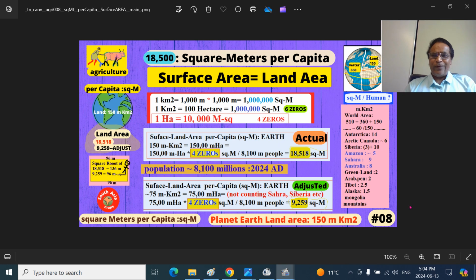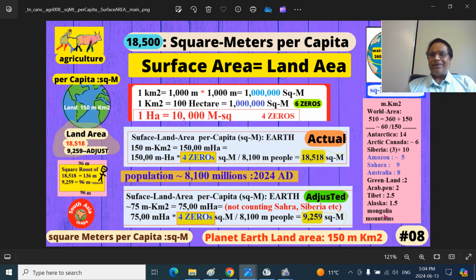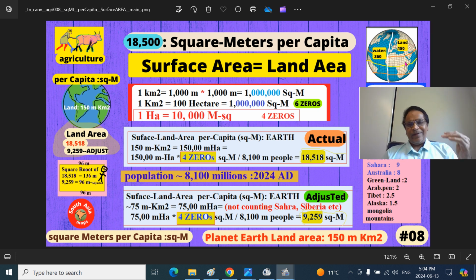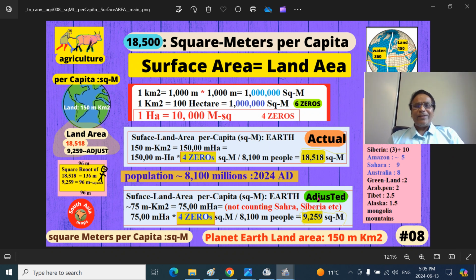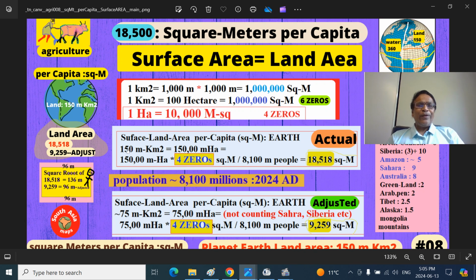The same like before, but so how they are: Antarctica 14, these are, remember, million square kilometers. Antarctica, Arctic, Canada, Siberia, Amazonia, Sahara Desert, much of Australia except the coastal areas, Greenland. If you add all of them, here I put 60, but even you can extend to 75. 150 is the land area, half of it is the more productive where most people live. So that means we are using an adjusted figure here. So instead of taking 150, that is the actual one, I have taken 75 million square kilometers.